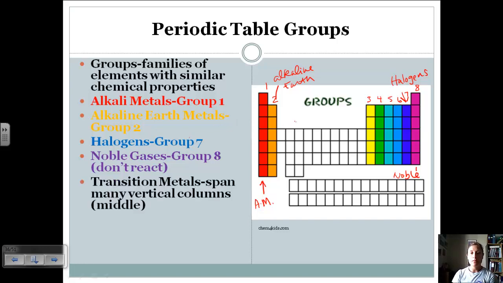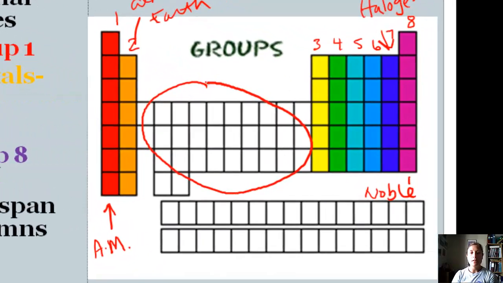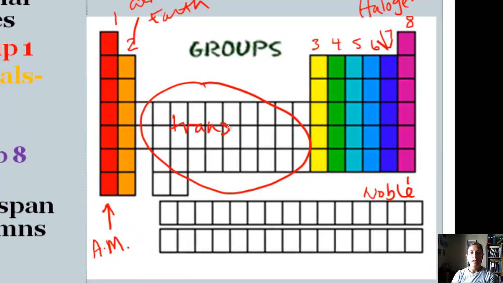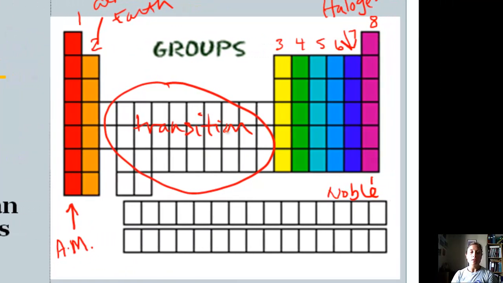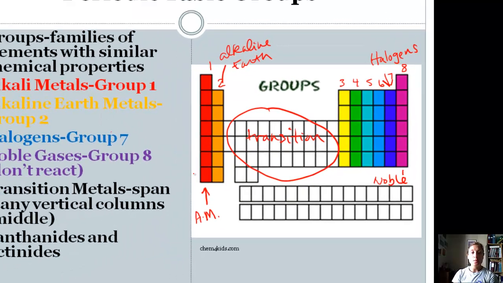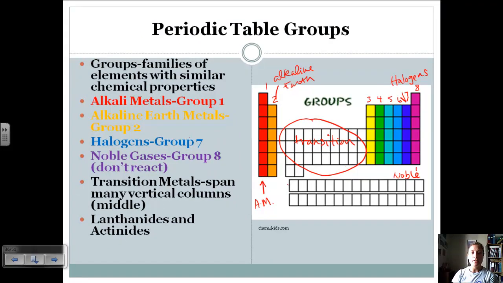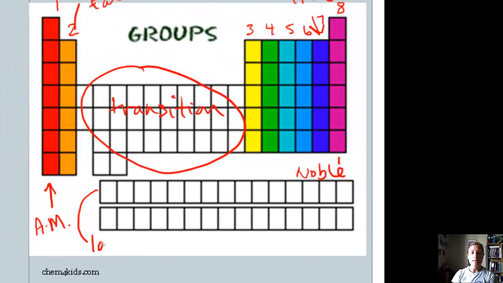Okay, so then this group in the center, these are called transition metals. And the reason they're called transition metals is because they can form more than one ion. And so they can have different charges. So they're in transition. And the last two groups are the lanthanides and the actinides, and these are down at the bottom. This top one, these are the lanthanides. And then the bottom group, these are called the actinides.